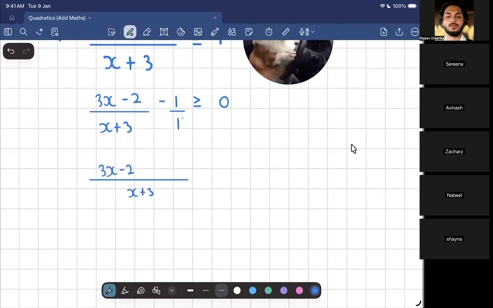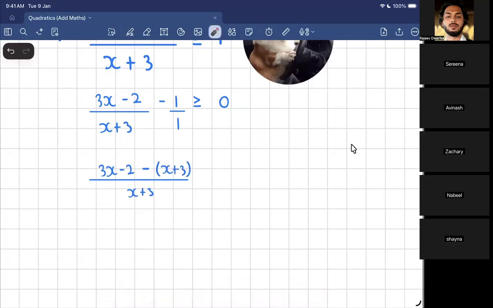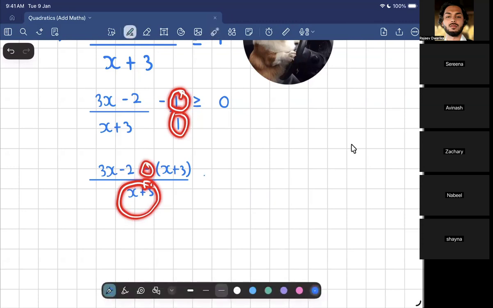And over here now, 1 could go into x plus 3 how many times? X plus 3 times. Exactly. So I can't forget the minus sign. I write back the minus sign, and in brackets I'm going to put x plus 3. Why? Because 1 could go into x plus 3 times, right? So 1 by x plus 3 is just what? X plus 3. Right. And we can't forget the minus sign. Okay, let's continue.